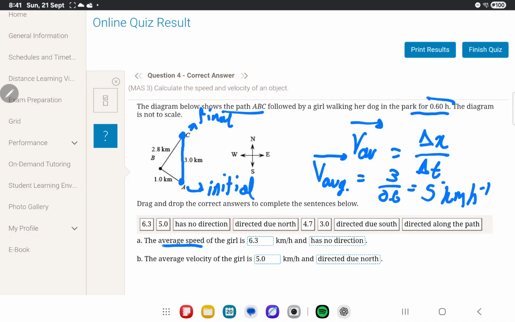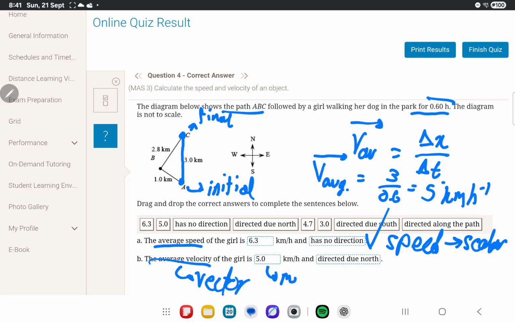So the average speed is a scalar quantity. Speed is a scalar quantity, meaning it has no direction. So when it says it has no direction, because it's a scalar, this is correct. Now velocity is a vector, so you have the magnitude and its direction. This tends to be in the direction of the displacement, which as you can see is north, so it's directed due north. That's the direction of our velocity.